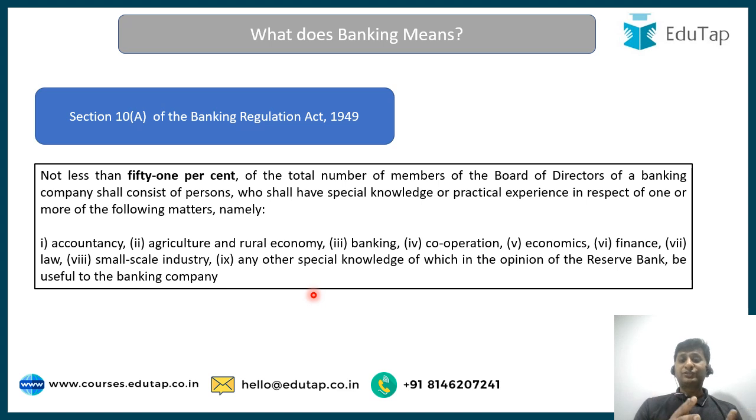So in a nutshell, what this clause says is that the board of directors should have knowledge of areas which are useful to the bank. It should not be that a person who is an expert in aviation is appointed as a board director in a banking company, because then he does not have expertise for the bank. So this clause, Section 10A of the Banking Regulation Act, says that at least 51% of the board of directors of a banking company shall have expertise or knowledge in one of these areas.